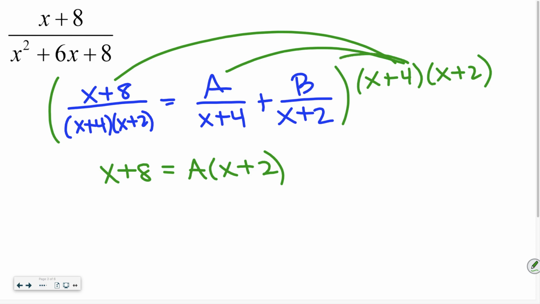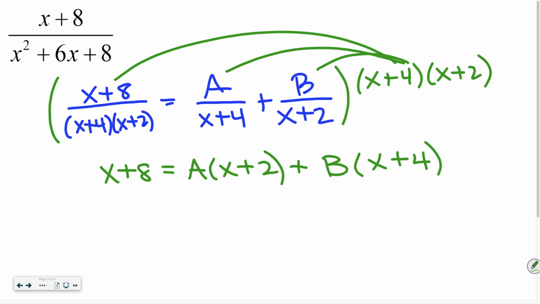Then when we take this LCD times this last fraction, the x plus 2's are going to cancel, and we're left with the numerator times x plus 4. Our goal is now to solve for a and b. And like I said, I'm going to show you 2 different ways we're going to do that. The first way I'm going to show you is what I call just plugging in zeros. Okay.